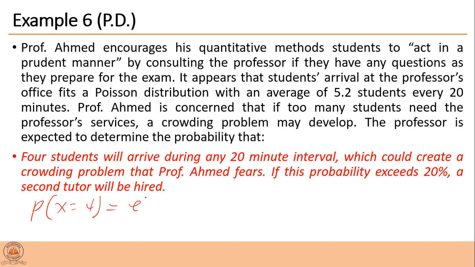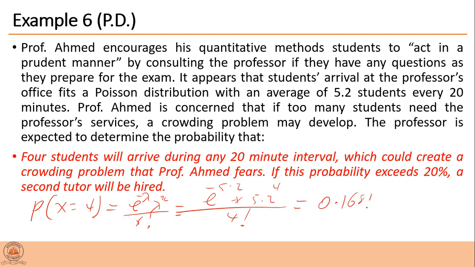We get our formula in play: e to the negative lambda, lambda to the power x, all over x factorial. So we have e to the negative 5.2, multiplied by 5.2 raised to the power 4, all over 4 factorial. This will give us 0.168, so approximately 16.8%.